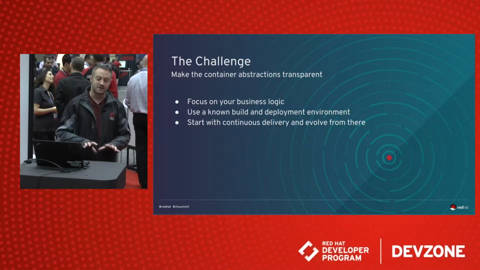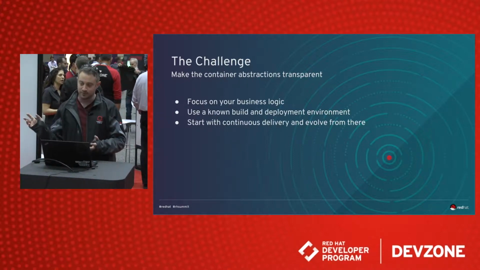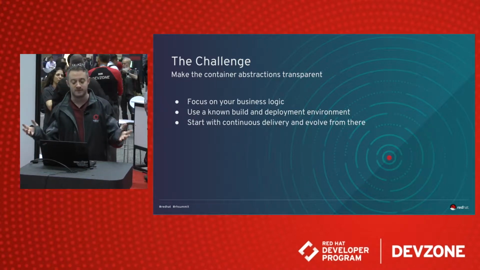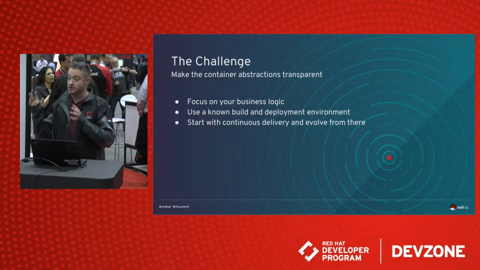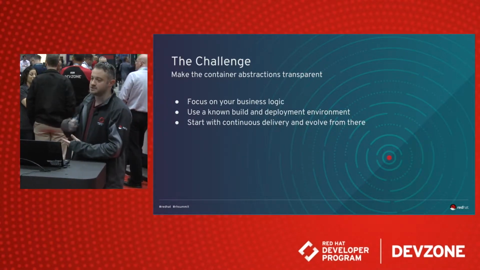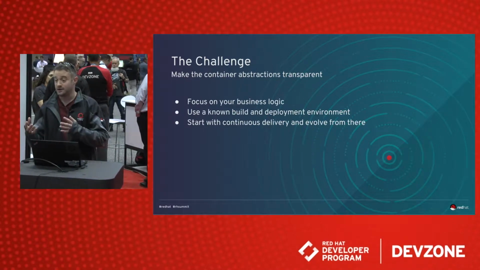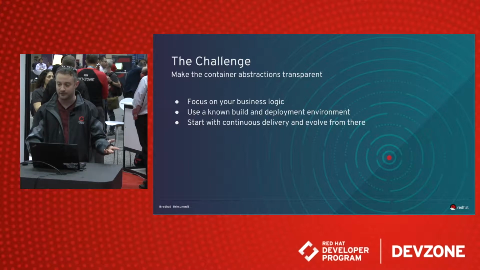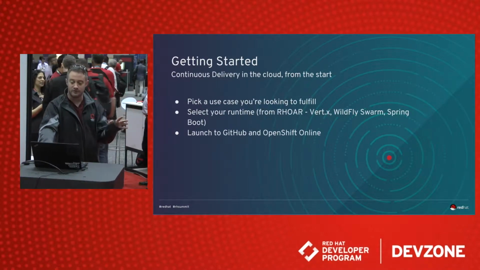So the challenge for us is to make all of our abstractions, like Docker containers and the OpenShift Container Platform, a little bit more transparent. We want you focusing on your business logic. We want you to be able to use a known build and deployment environment, and we want you to start with continuous delivery from the beginning and evolve from there, not have to add in your continuous integration environments afterwards and set up your build hooks, right? We want to get you started with delivery from the cloud from the start.